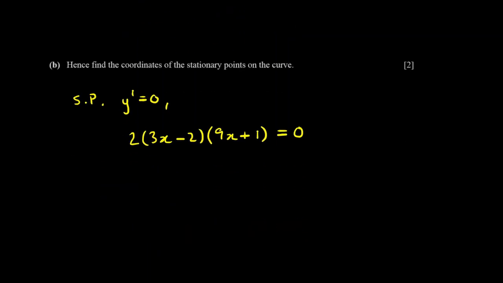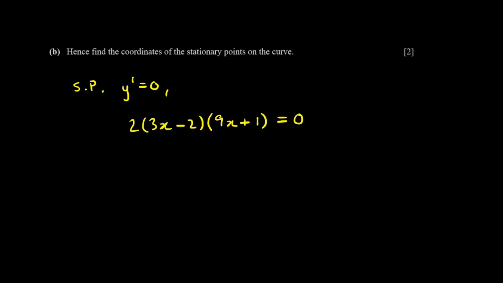Now, just to clarify for people who haven't really thought about this before, right? If I've got 3 things and I multiply them and I get 0, it means that one of those things must be 0, right? So if I do 5 times 0, I get 0. Or if I do 0 times 3, I get 0, right? So if I've got things that multiply together that give me 0, it means that one of those things has to be 0. So either 3x minus 2 is 0, or 9x plus 1 is 0.